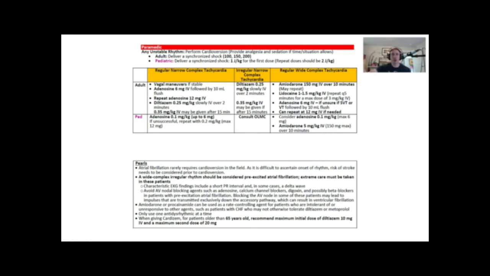And this is our protocol. So it's relatively straightforward. You've got regular narrow complex tachycardia, irregular narrow complex tachycardia, and then you've got regular wide complex tachycardia. And we broke this down to make it pretty simple for you. For regular narrow complex tachycardia, we generally start off with adenosine, but you can also give cardizem.